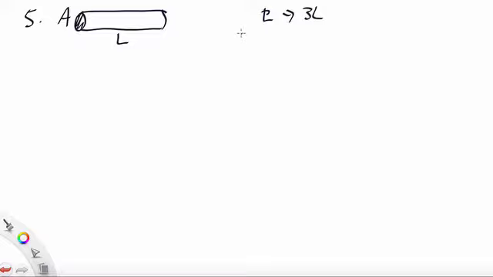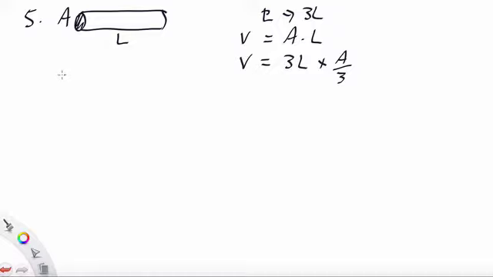Now, question 5. We'll start with a length that has cross-sectional area A, length L. Now, we have it being pulled out until it is 3 times the length, but the volume is going to stay the same, and the volume is the cross-sectional area times the length. So the new volume will be 3 times the length, but it has to equal the old volume, so it has to be 1/3 of the cross-sectional area.